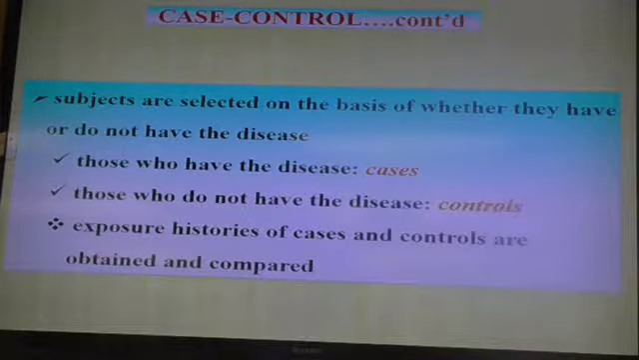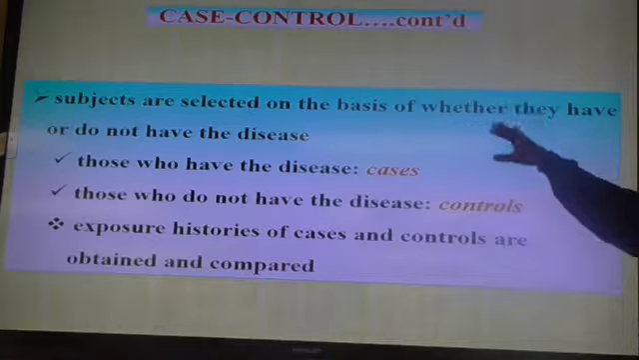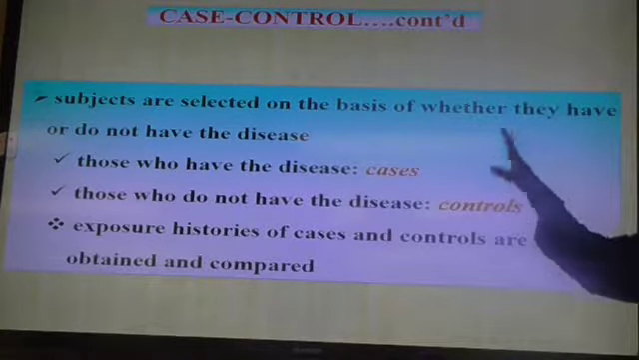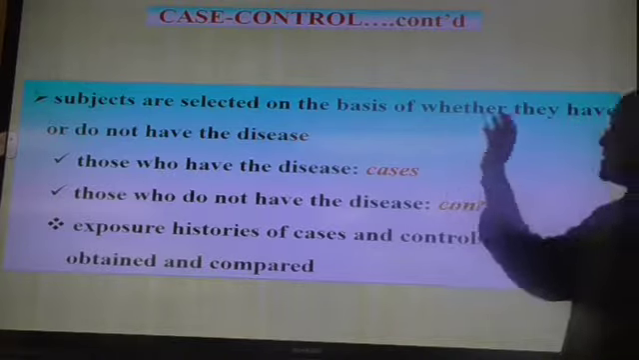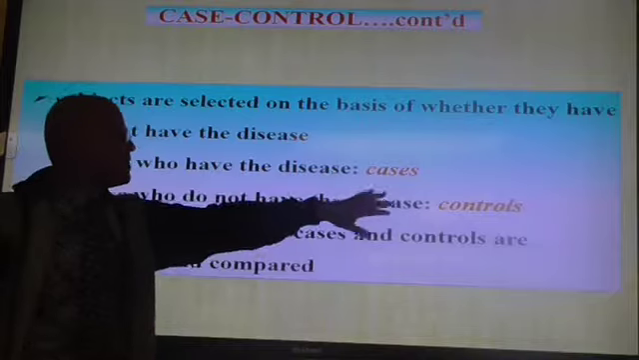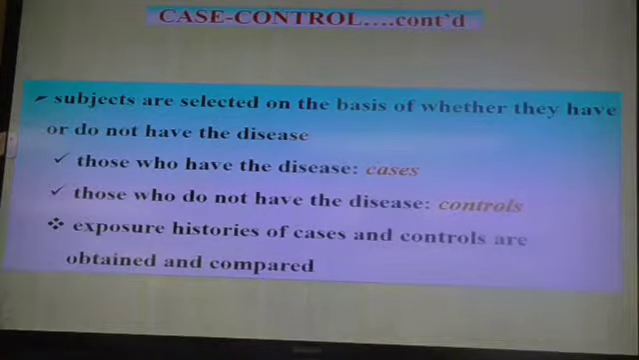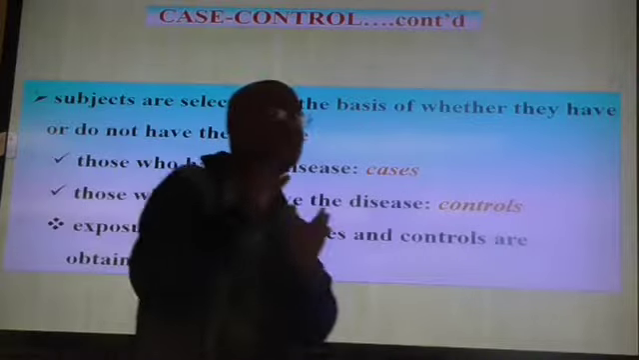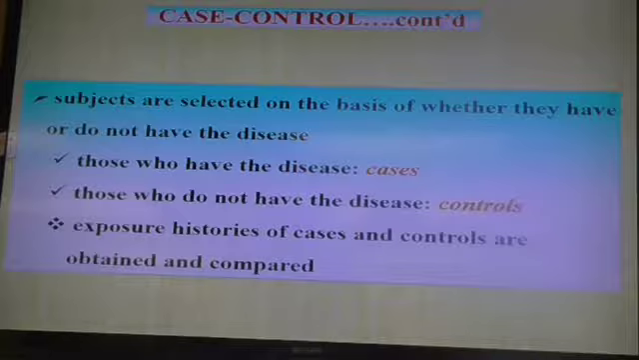So again, the hallmark of case control study is what? Subjects are selected on the basis of whether they have or do not have the disease. So that's how you start. One group has the disease and the other group doesn't. Those with disease are cases, those without disease are controls. So what you are comparing is the exposure histories of these 2 groups.